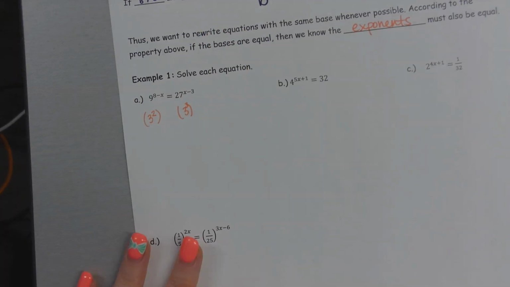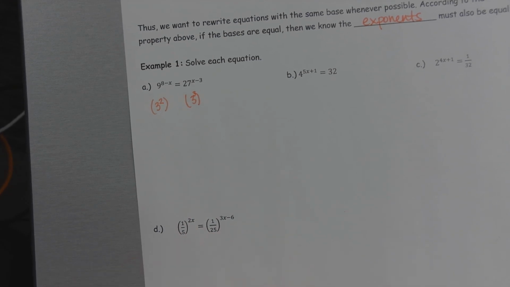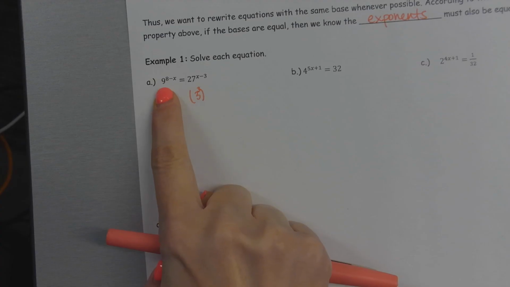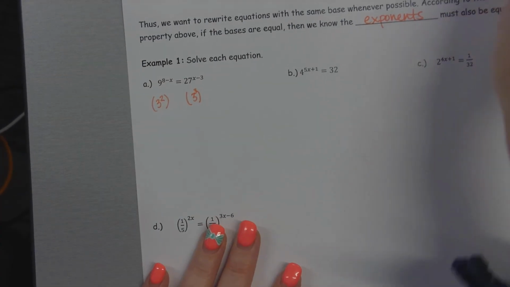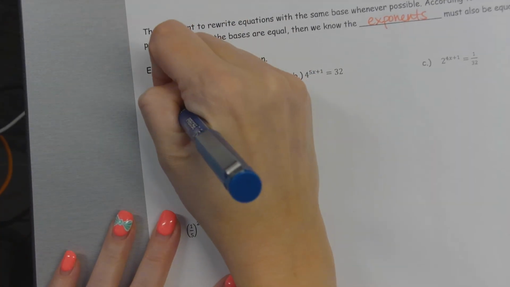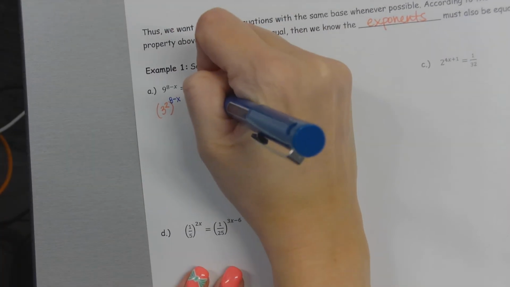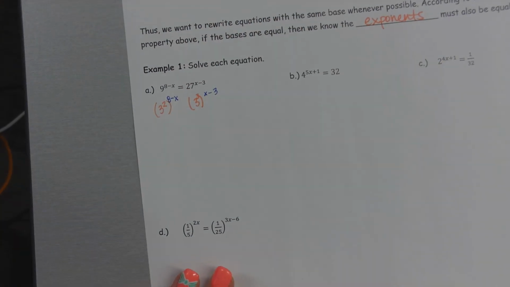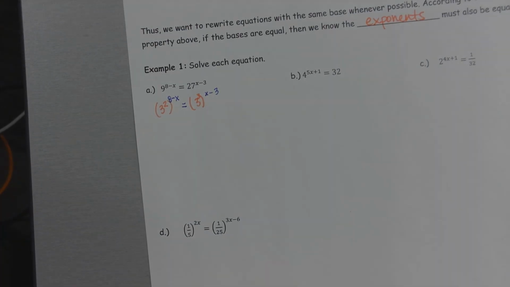So when you do that, please notice that you are not changing the value of the base. 3 squared is still 9. 3 cubed is still 27. And so we are still going to keep the exponents, 8 minus x, and x minus 3, just as we had before. And now we're going to apply a property of exponents.